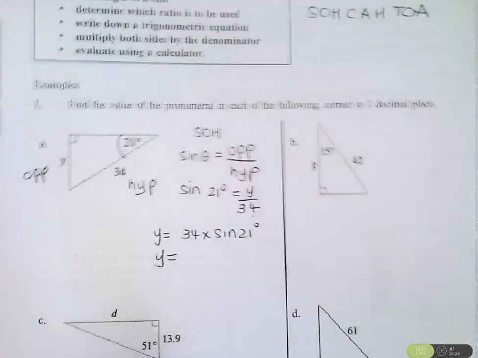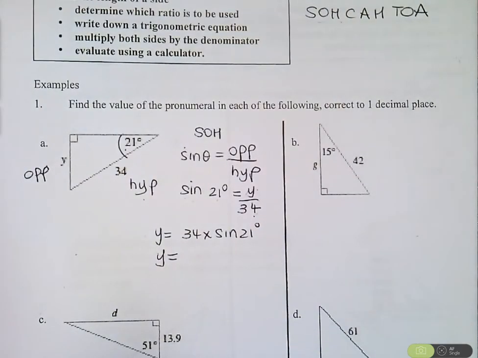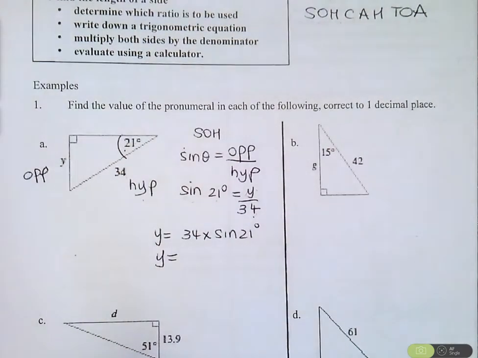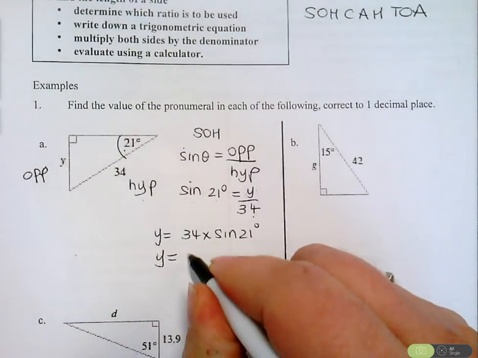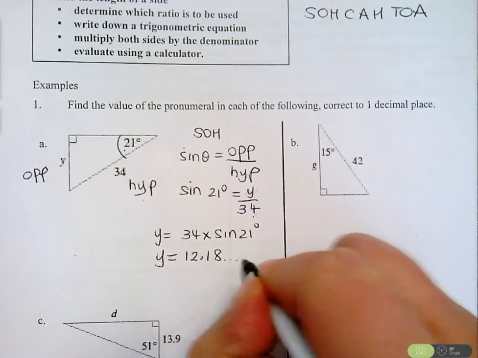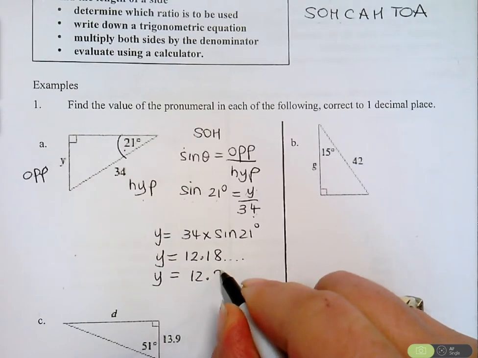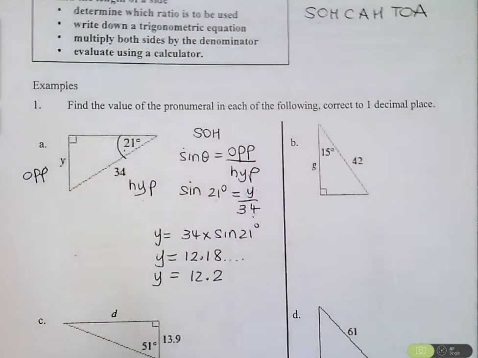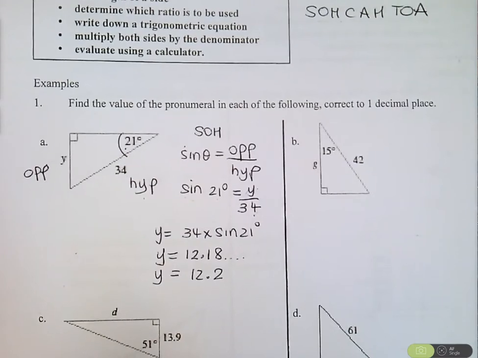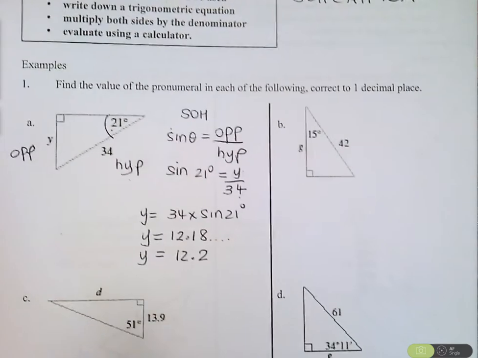So go to your calculator and do 34 times sine 21, or just 34 sine 21. And what do you get? 12. I want it to one decimal place, so 12.2. I don't know what the units are, so it doesn't matter. So that's your first one. Have you got that down?